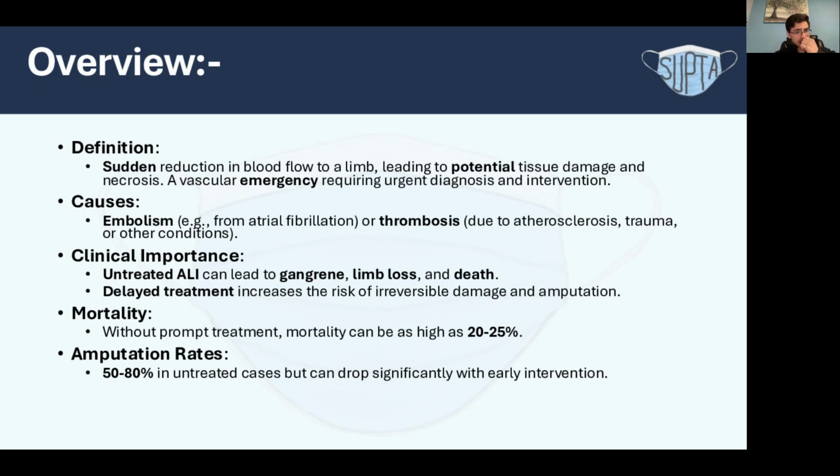And so delayed treatment, as I've mentioned, increases the irreversible damage that could happen. To make it quite clear, every hour counts with acute limb ischemia. In terms of mortality, it could be as high as 20-25%. As you can see, every time I mention some sort of complication or clinical importance, I always say that's without an early intervention or without prompt treatment. And so just to reiterate, time is very critical with acute limb ischemia, and it could be treated and managed quite quickly, and no post-complication could happen.